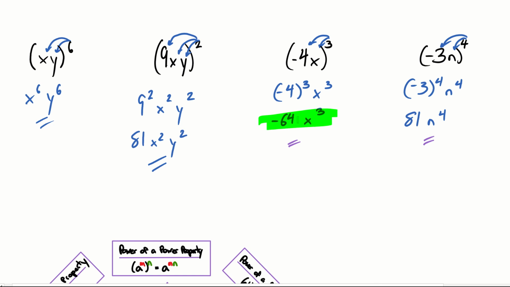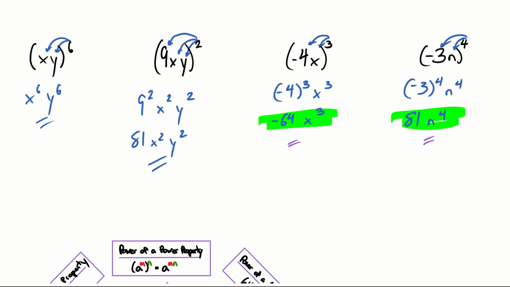Did you get that and that? For the third one, I got negative 64, x to the 3rd. And for the fourth and final one, I got 81, n to the 4th. Keep something in mind, folks. When you distribute that 3, the base here is negative 4, not positive 4, negative 4. And negative 4 times negative 4 times a third and final negative 4, that's 3 negatives you're multiplying together, which means your final answer is going to be a negative, in this case a negative 64. And then x to the 3rd stays as x to the 3rd.